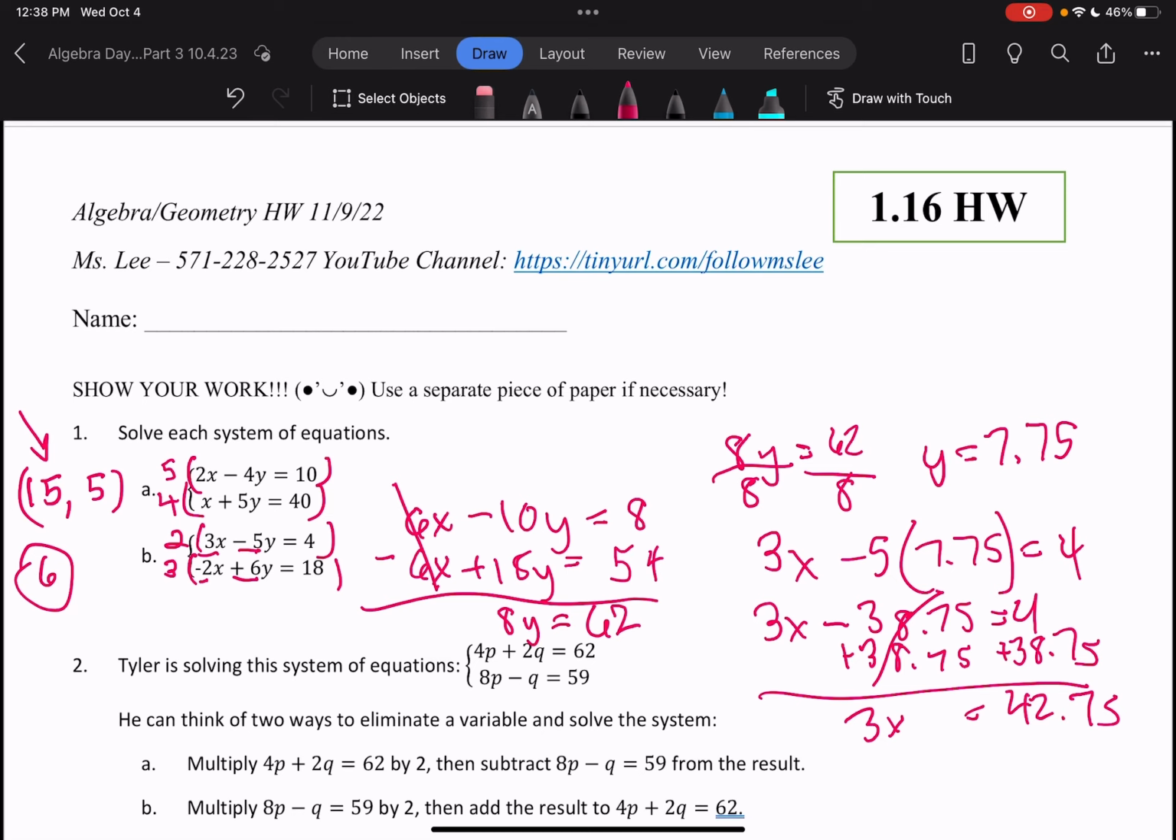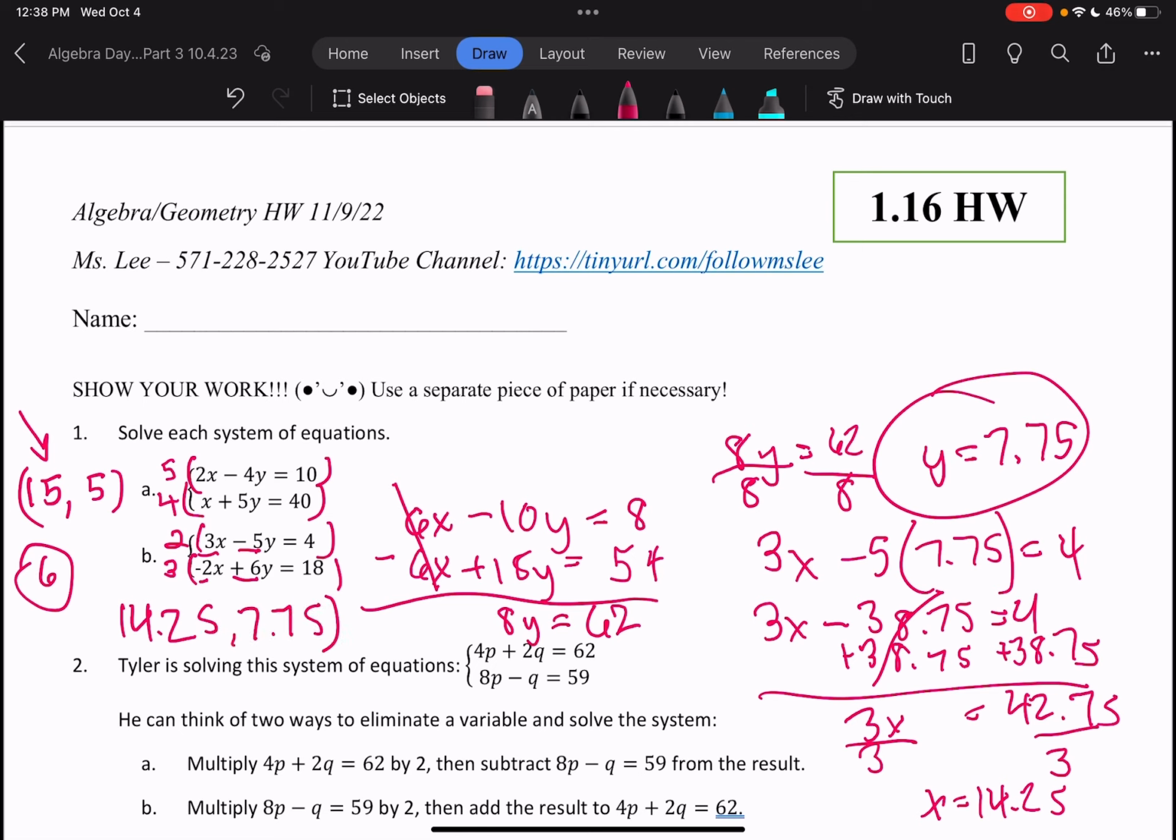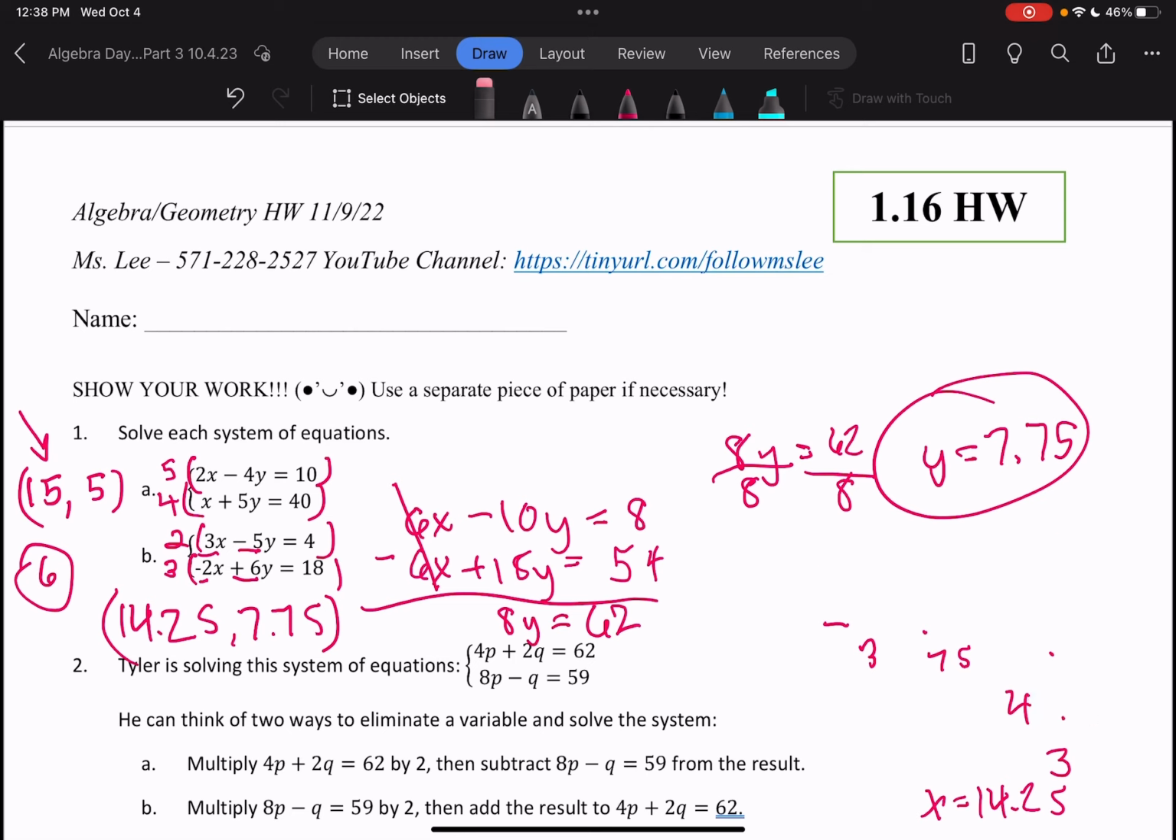42.75, divide both sides by 3, will give us 14.25. So our x equals 14.25, and our y equals 7.75. So 14.25 comma 7.75. All right. Again, that's a little bit more work, but there you go. You got it. All right.